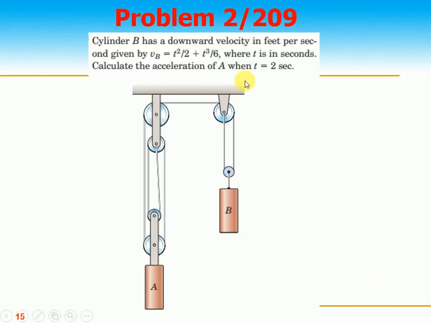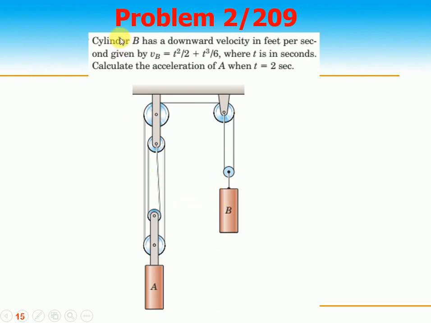Let's see the problem 2-209. Cylinder B has a downward velocity in feet per second given by VB is equal to t square by 2 plus t cube by 6, where t is in seconds. Calculate the acceleration of A when t is equal to 2 seconds. We are given the velocity of B in terms of time. We need to find the velocity and acceleration of A.